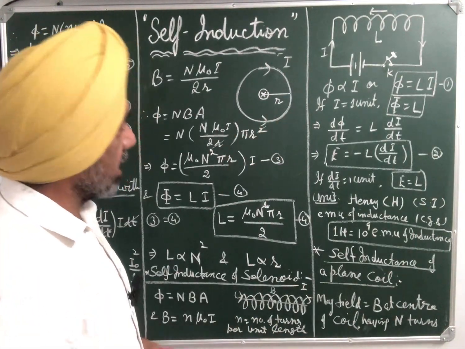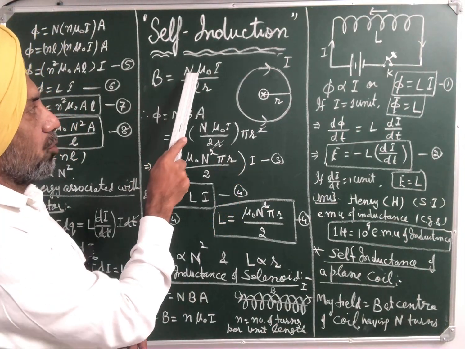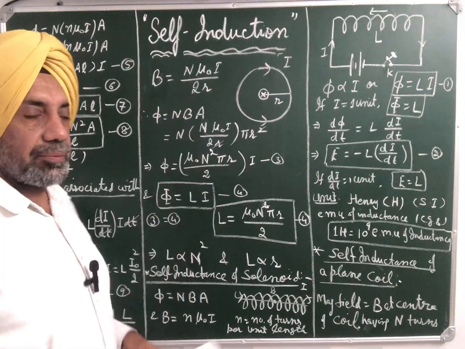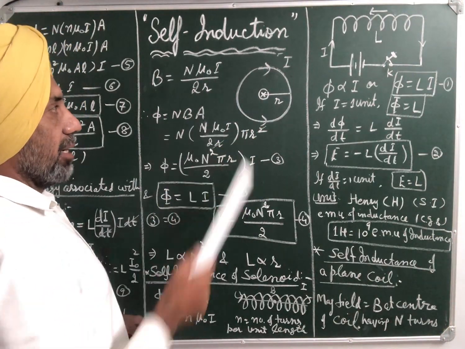So magnetic field at the center of the coil, we have already derived this expression, is given by B is equal to N mu naught I by 2R. N is the number of turns, I the current in the coil, R the radius of the coil.